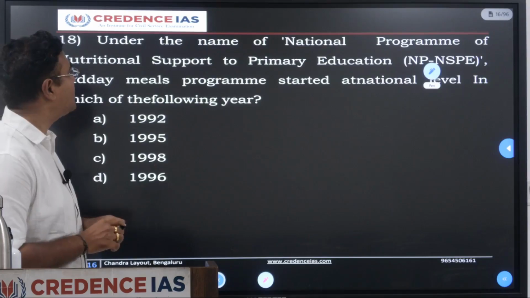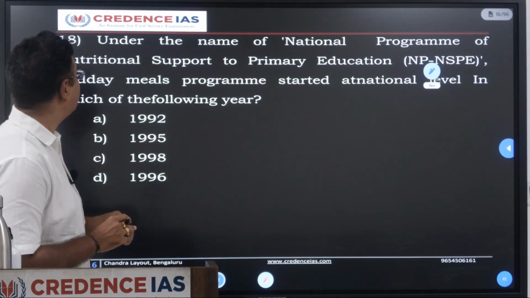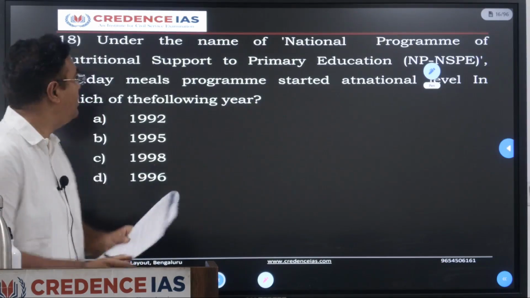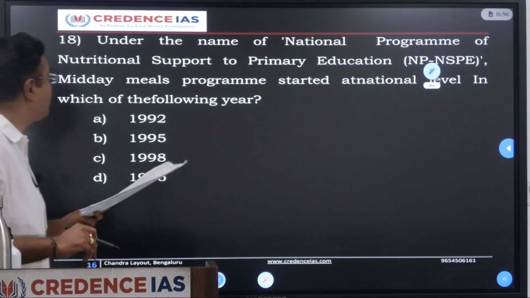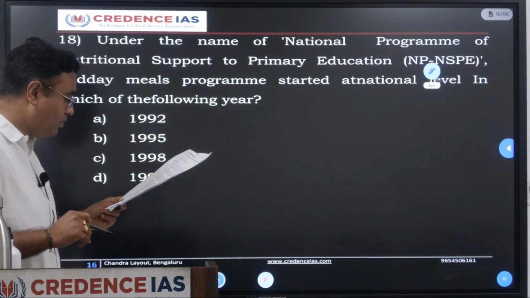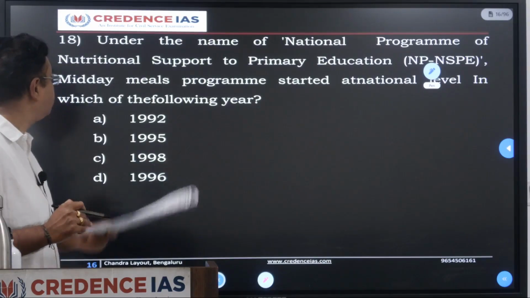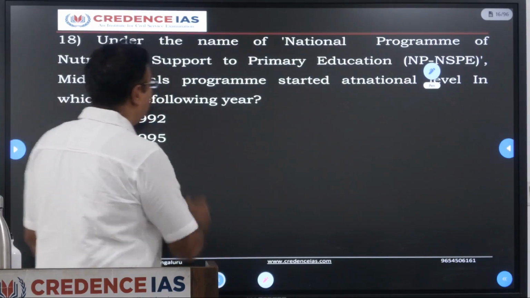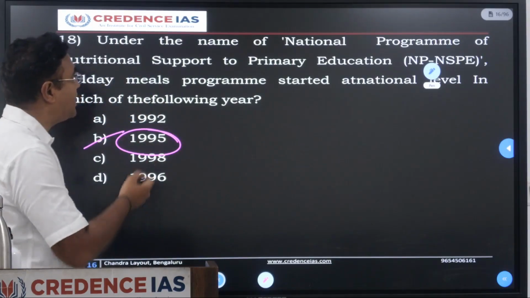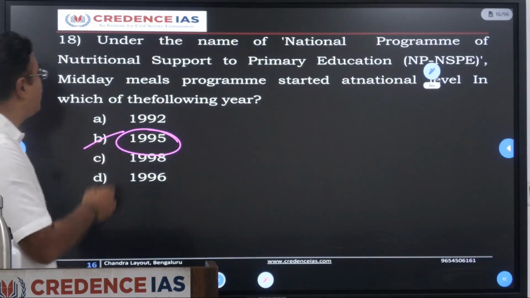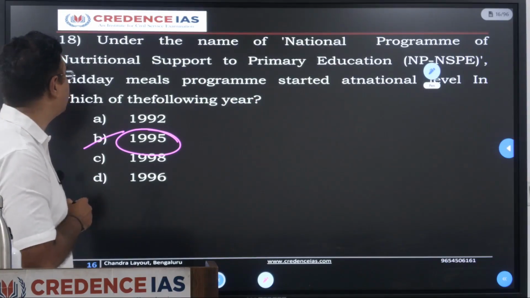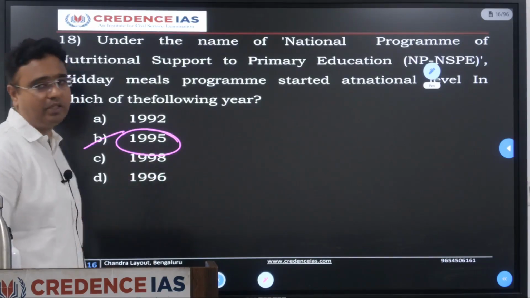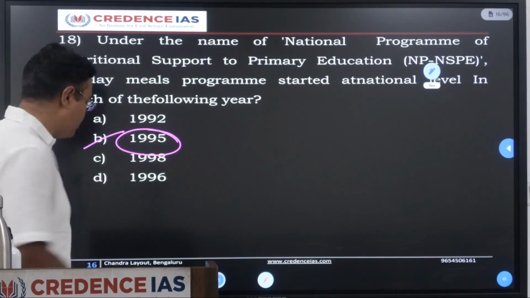Under the name of the National Program for Nutritional Support to Primary Education, the midday meals program started at the national level in which of the following years? This is also what we call memory based. The year they have asked is 1995. So in 1995, the National Program for Nutritional Support to Primary Education was started, and from that, the midday meals program started at the national level.